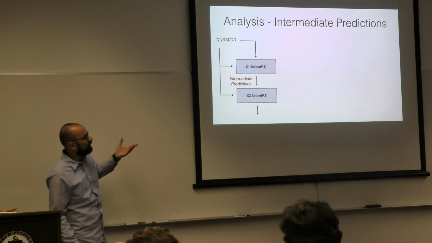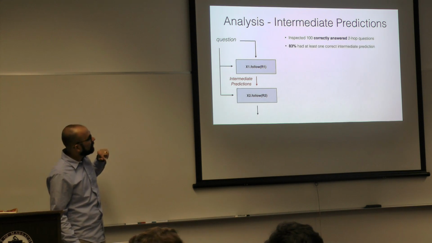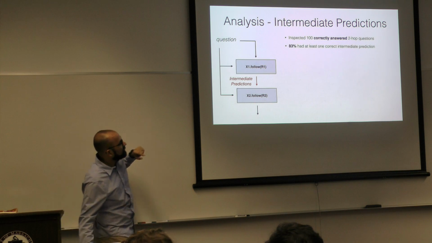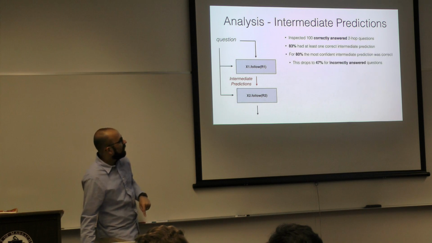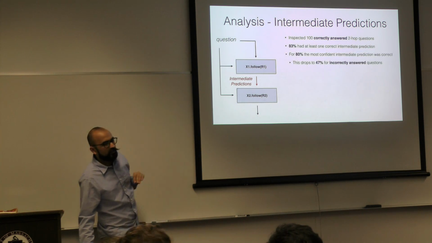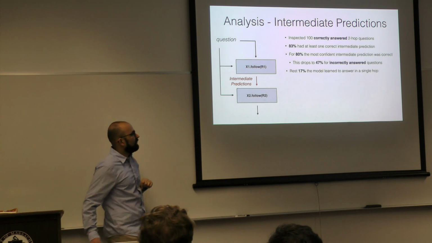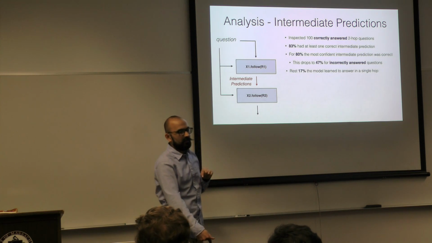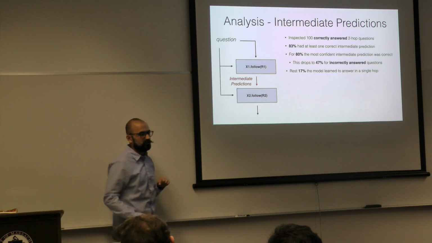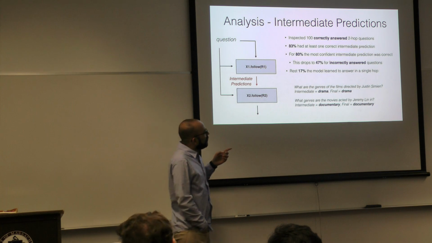So you can ask the question, what do those predictions look like? So we inspected some 100 correctly answered two-hop questions from the MetaQA benchmark. And we found that around 83% of them did have at least one correct answer in the intermediate predictions. And in 80% of those, that prediction was the topmost answer. But the more interesting thing here is what happened in the other 17% of the cases. How can a model make a final prediction as correct when it did not get the intermediate prediction as correct? And in fact, in these cases, we found that the model learned to cheat.